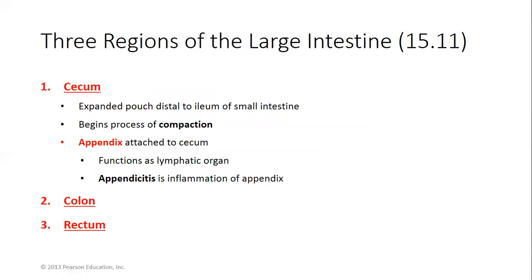The cecum is the first part of it. It's an expanded pouch just past the ileocecal valve, and that's where the process of compaction begins. The appendix is attached to the cecum.